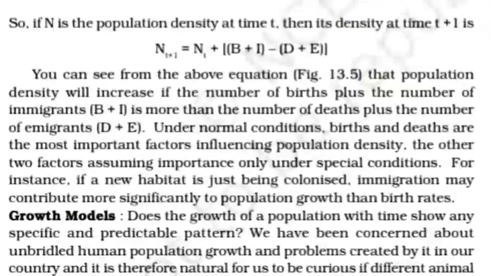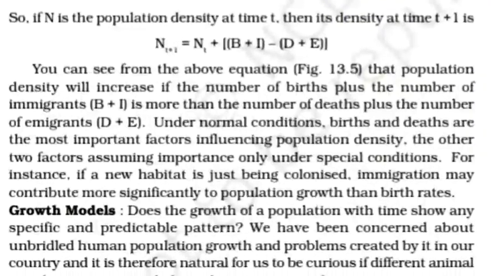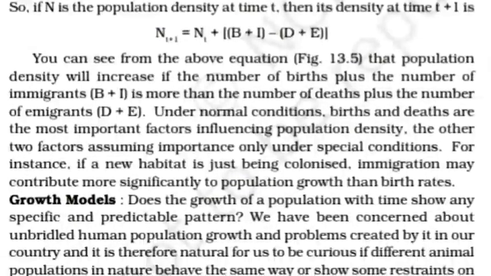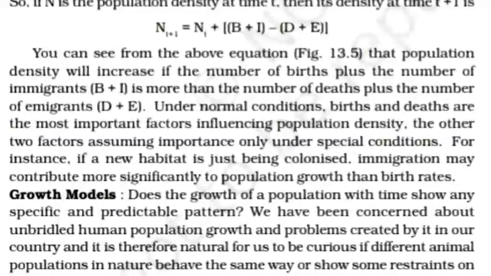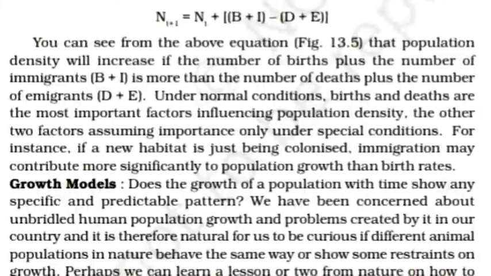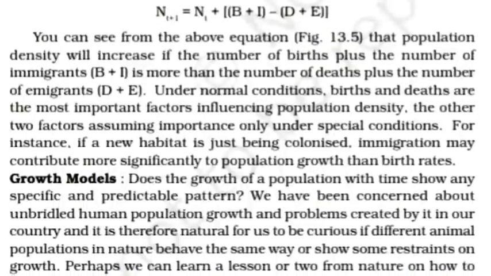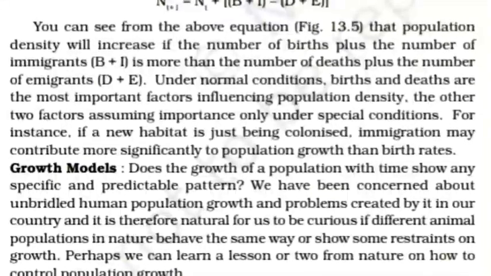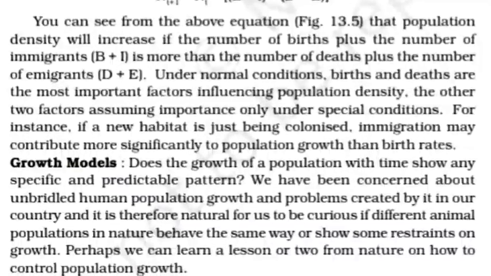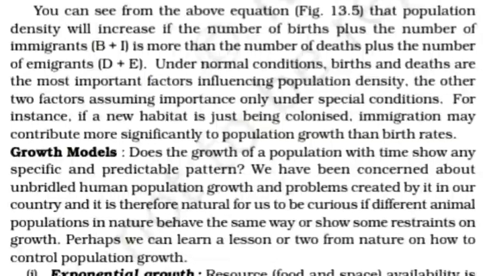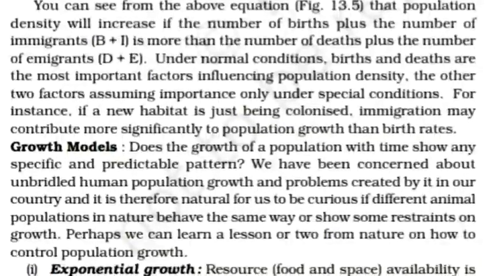So if N is the population density at time t, then its density at time t plus 1 is N t plus 1 equals N t plus B plus I minus D plus E. You can see from the above equation that the population density will increase if the number of births plus the number of immigrants, B plus I, is more than the number of deaths plus the number of emigrants, D plus E. Under normal conditions, birth and death are the most important factors influencing population density. The other two factors assume importance only under special conditions.